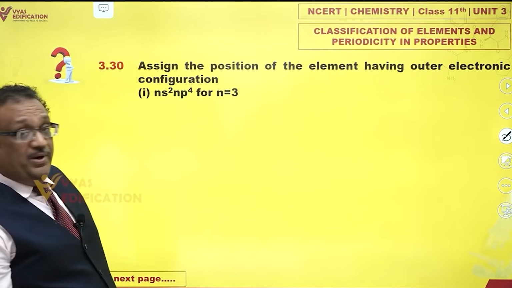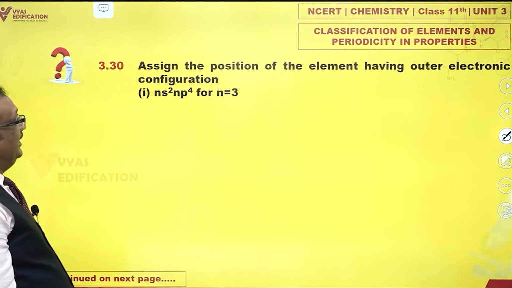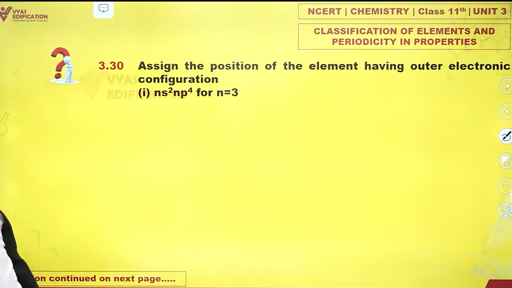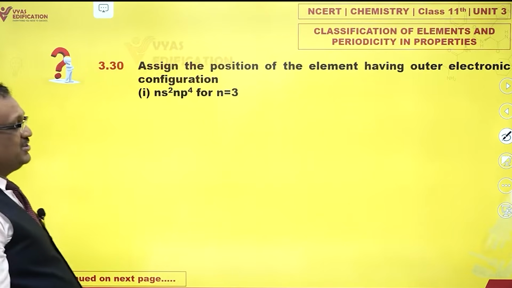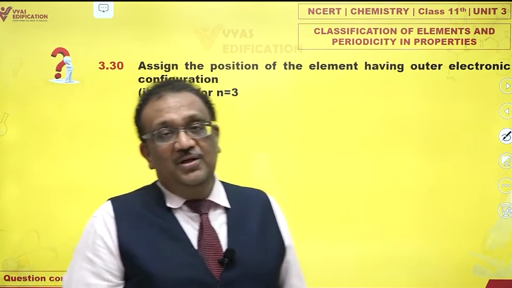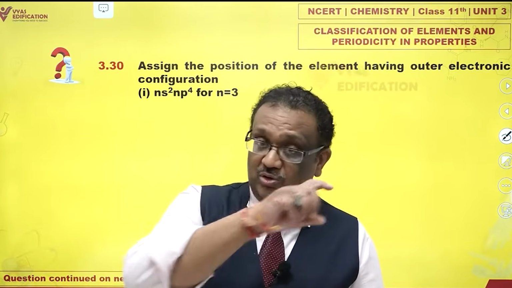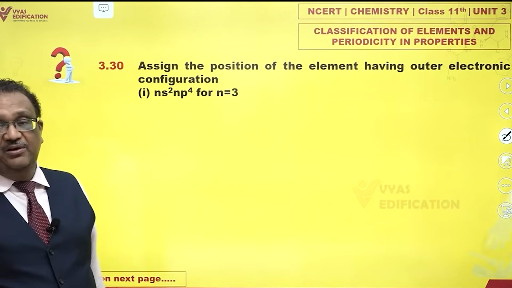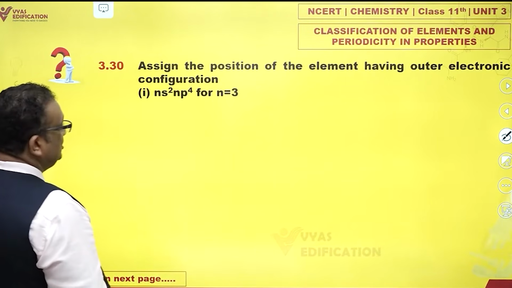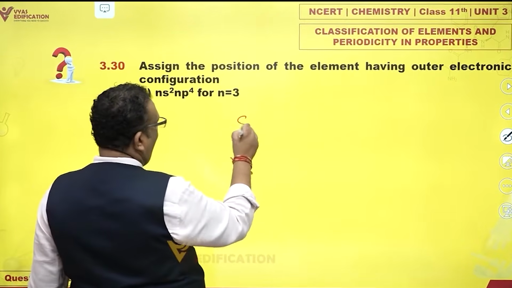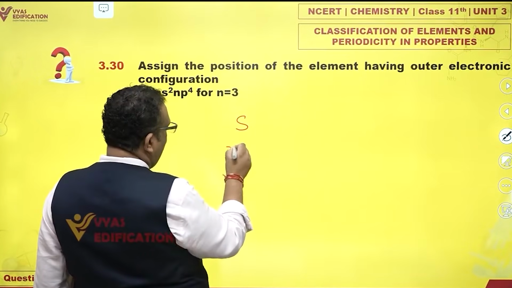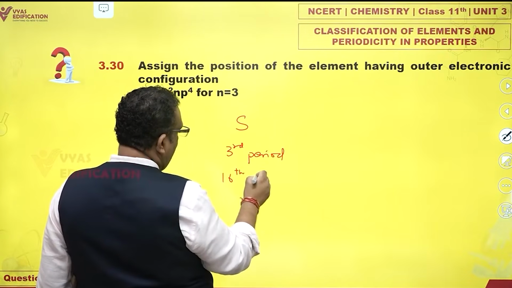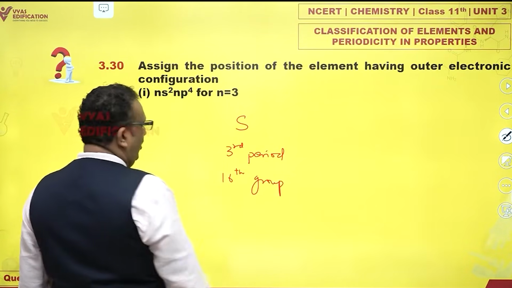Assign the position of the element having outer electronic configuration NS2 NP4 for N is equal to 3. Okay. N is equal to 3, that means 3s2, 3p4. That means if N is equal to 3, it belongs to third period, and 3s2, 3p4, that means outermost shell contains 6 electrons. It has group 16. So this is sulfur. Sulfur, this is third period and 16th group.